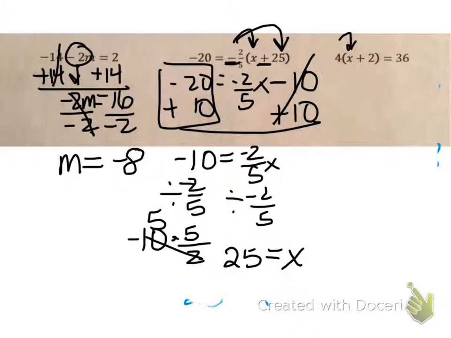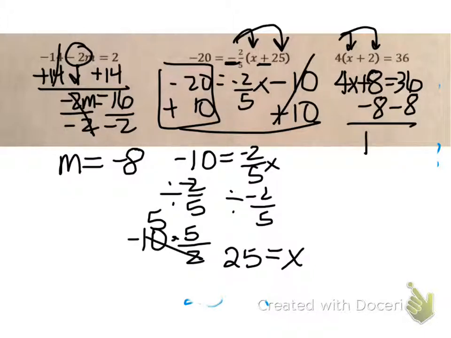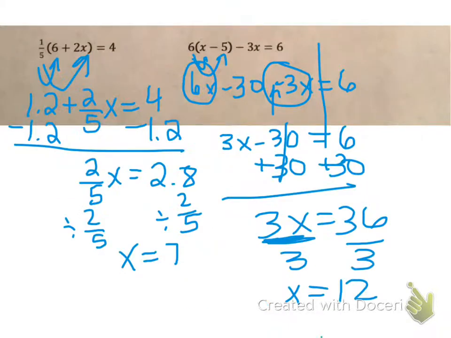We have distributing in the last one, so we'll do that simplifying before we start doing our inverse operations. 4 times 2 is 8. And we'll do our adding subtracting inverse first. 4 of a number equals 28. And we'll actually divide by 4, and our mystery number is 7.